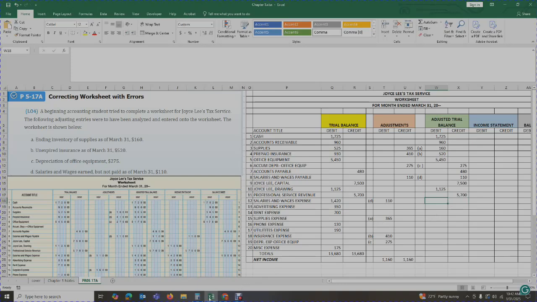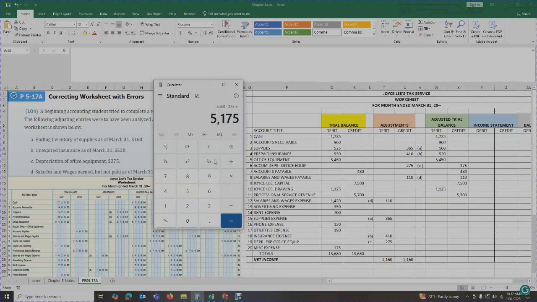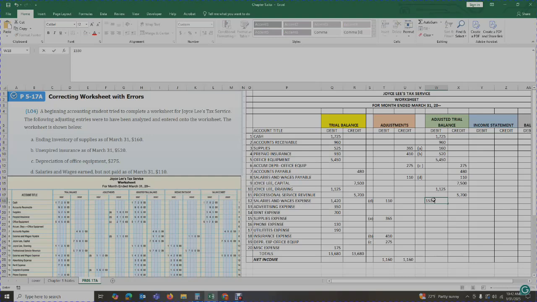So for my salaries and wages expense, I started off with 1,420 debit. Then I added another debit, which means I need to add 110. So now my new balance in salaries and wages expense is 1,530. That is the new amount of my salaries and wages expense. Your salaries and wages expense increases throughout the year as your employees earn money. Advertising expense was not altered, so we are just going to transfer it. Rent expense, no change was made, so we're just going to copy over.